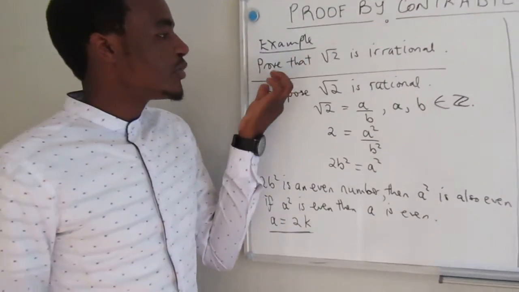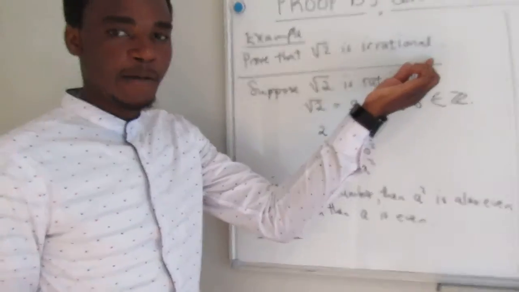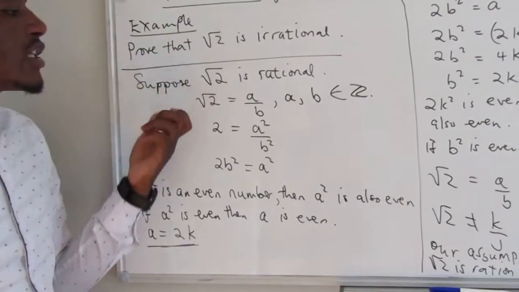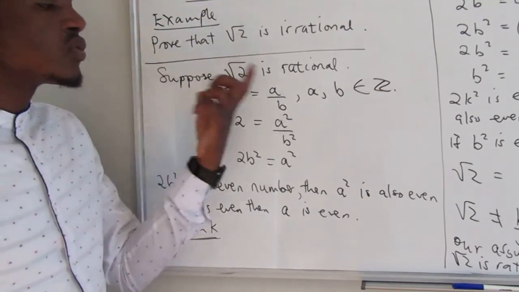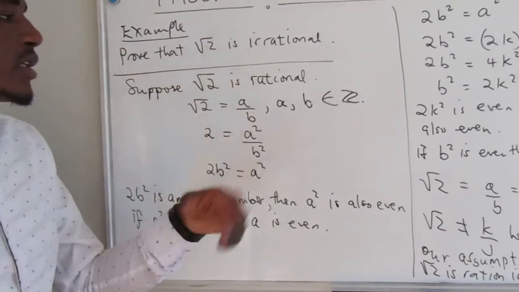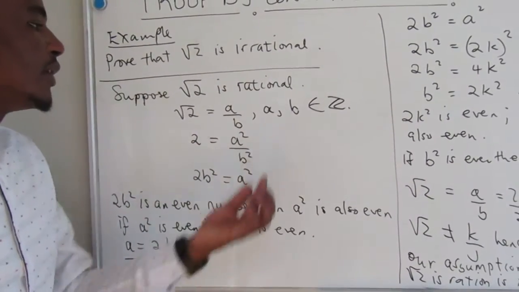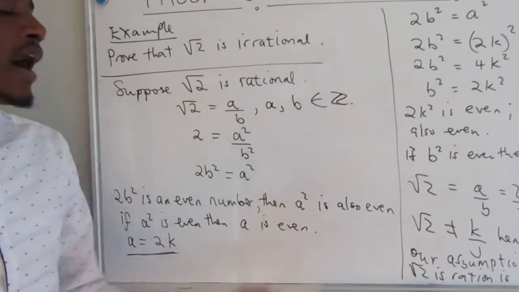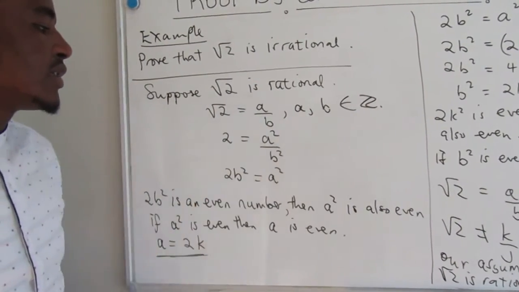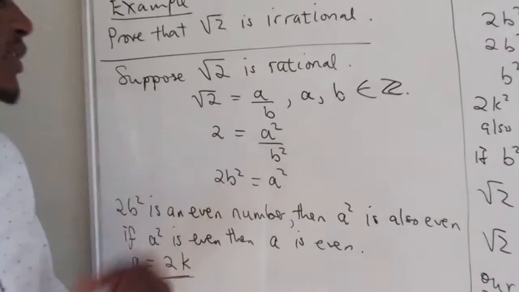Example, it means prove that root 2 is irrational. Right, and I've assumed that, let us assume that root 2 is rational, meaning to say it can be written in the form a over b, where a and b are integers. So root 2 is equivalent to a over b. Squaring both sides, you can get this result. Multiplying both sides by b squared, you can get this result.